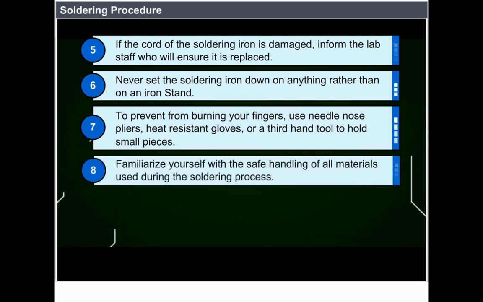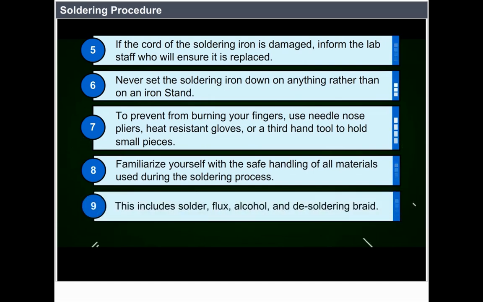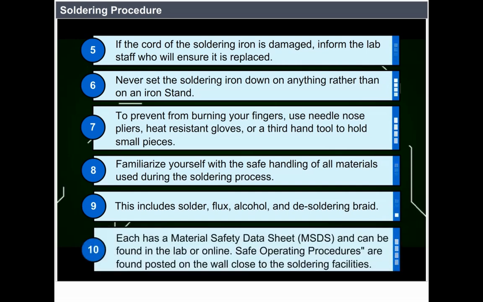Familiarize yourself with the safe handling of all materials used during the soldering process. This includes solder, flux, alcohol, and desoldering braid. Each has a material safety data sheet (MSDS) and can be found in the lab or online. Safe operating procedures are found posted on the wall close to the soldering facilities.